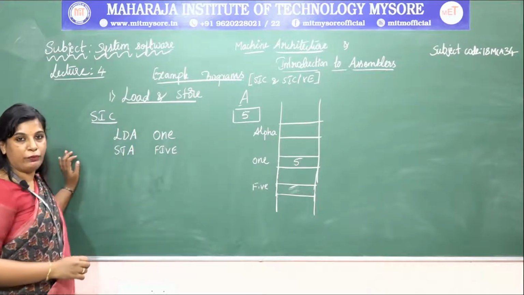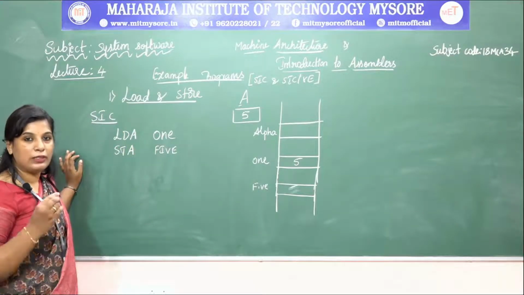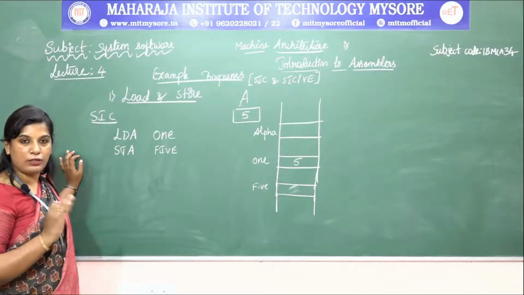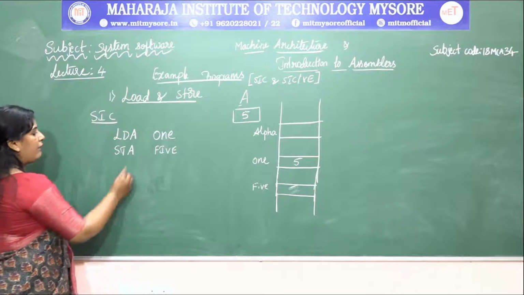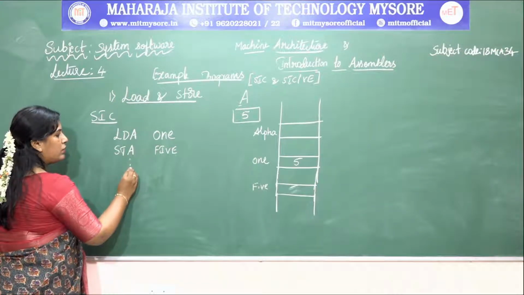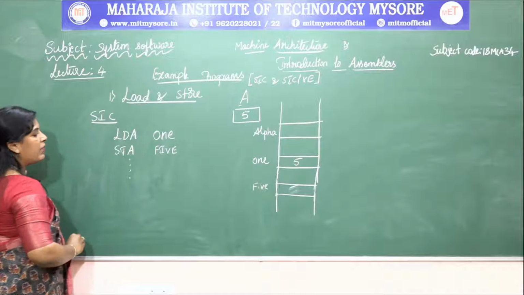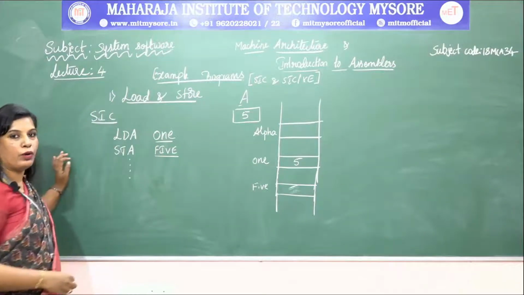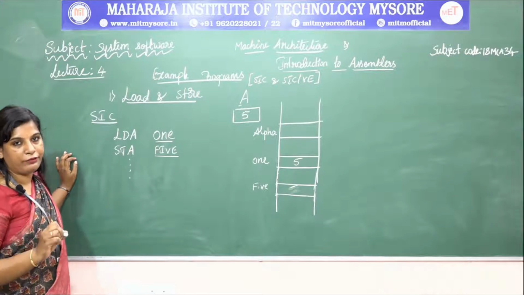If you want to move a character value, we move its ASCII value. Once we have written these instructions, of course, we are using 2 variables here. What are those variables? 1 and 5.